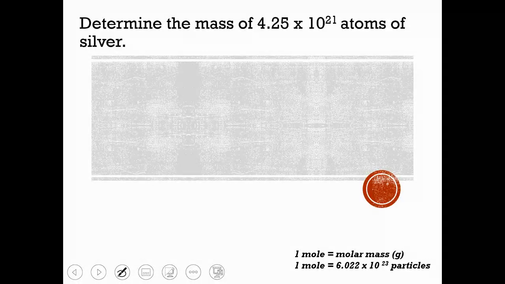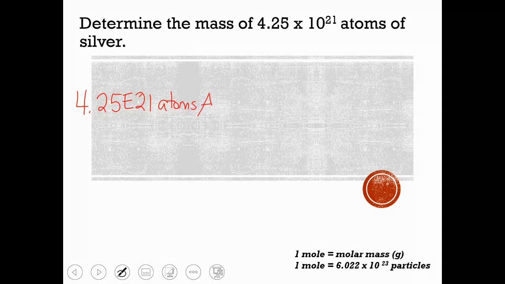When you are setting up these problems, always include labels and let those labels guide you. When you look at this problem, it says determine the mass of 4.25 times 10 to the 21 atoms of silver. So we have to start with the number that we are given.